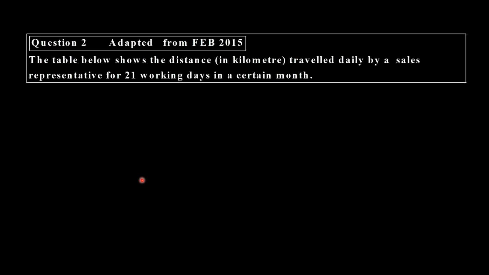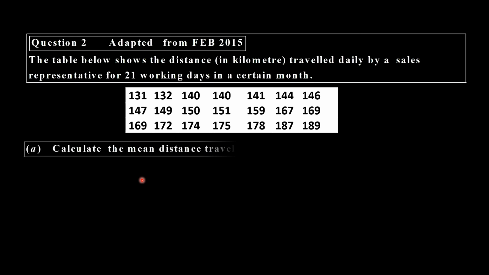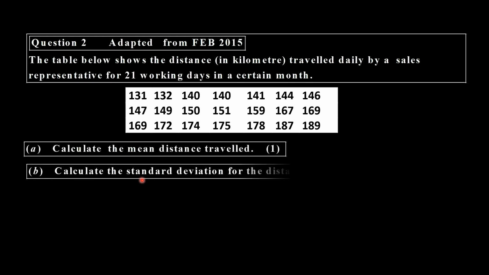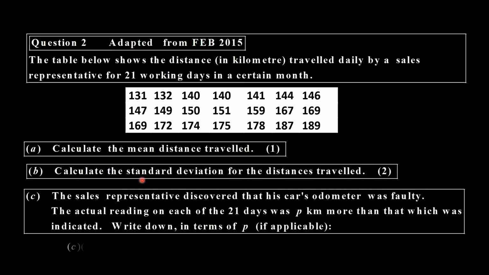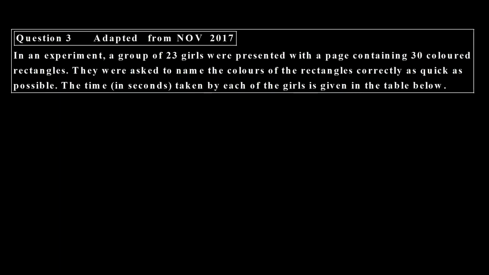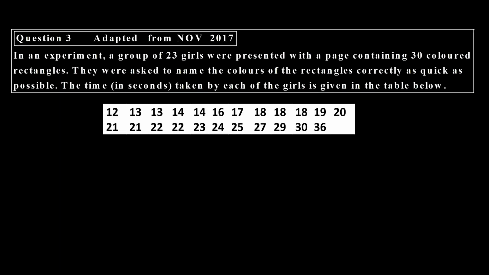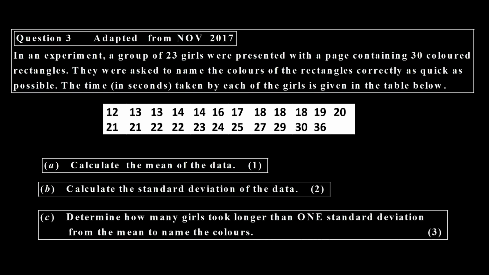This second question here has been adapted from the February 2015 paper. You have 21 data values there, which refers to the distance, and you have to calculate the mean distance, then you have to calculate the standard deviation, and here's one application of the standard deviation. Here we have details of 23 girls. Again, calculate the mean, calculate the standard deviation, and then there's an interpretation there.